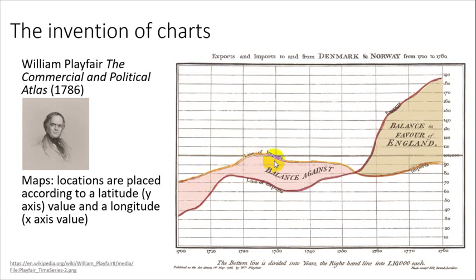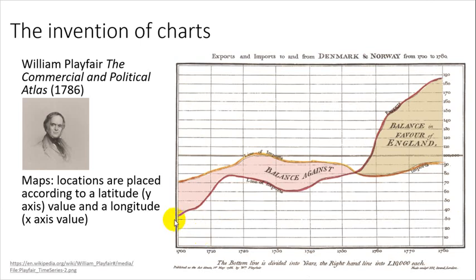In yellow, we have the line of imports to Denmark and Norway, and exports from Denmark and Norway. I just completely blanked out. I might be saying that exporting to Denmark and Norway and importing from Denmark and Norway. I'm not going to start this over.